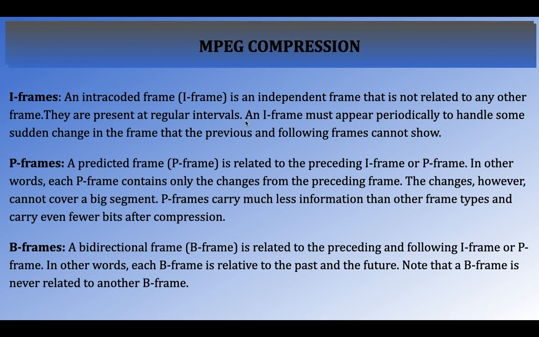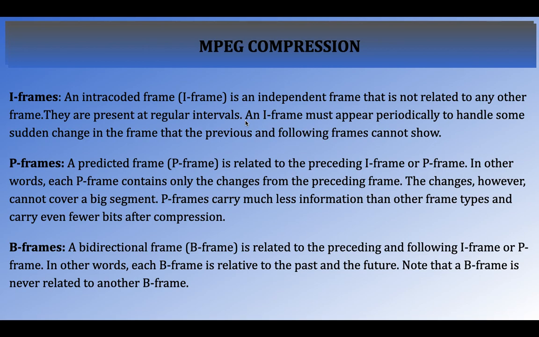Moving to P-frames. A P-frame is also known as a predicted frame and is related to the preceding I-frame or P-frame. In simpler words, each P-frame contains only the changes from the preceding frame. The changes, however, cannot cover a big segment. For example, for a fast-moving object, the new changes may not be recorded in a P-frame, and P-frames can be constructed only from previous I- or P-frames. P-frames carry much less information than other frame types and carry even fewer bits after compression.